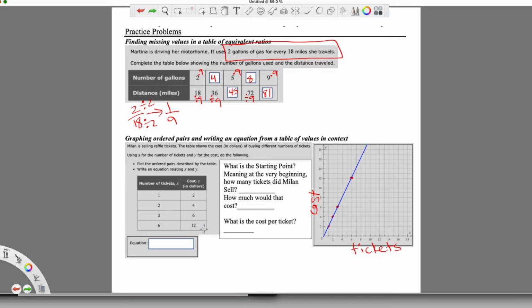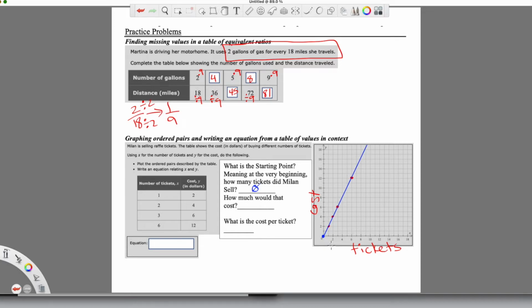I'm talking about the very beginning of the raffle, when this person walked in the room and said, raffle starts. How many tickets have they sold? Well, 0, right? It just started. They haven't sold anything yet. So the true starting point is actually here at the 0 mark.